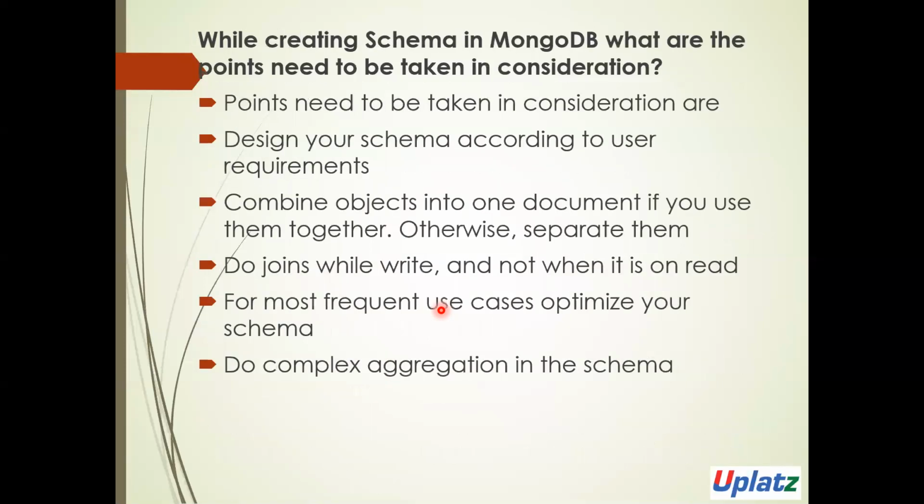So what are the points we need to keep in mind while designing a schema in MongoDB? Design your schema according to user requirements. We need to combine objects into one document if you use them together. Otherwise, we can separate them. Do joins while writing and not when reading. Use case: optimize your schema for complex aggregation.